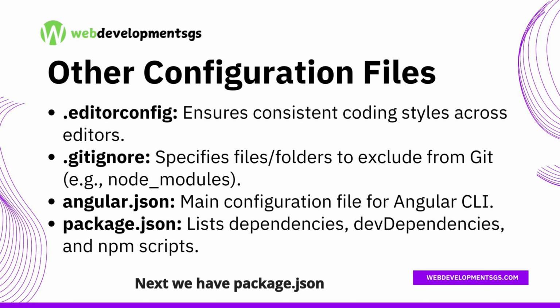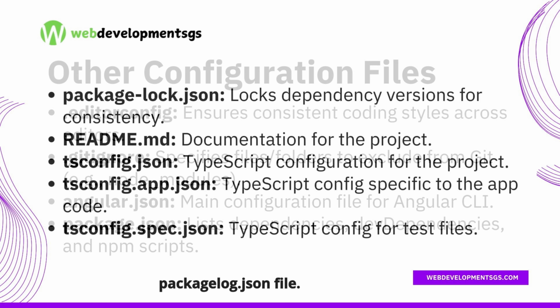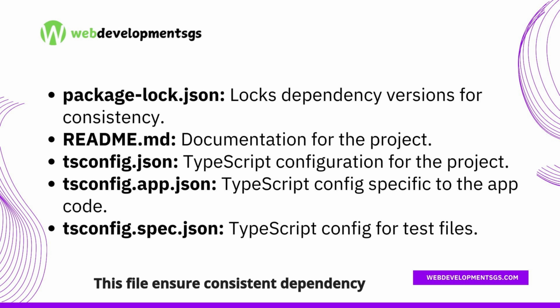Next, we have the package.json file. This file lists the project dependencies, dev dependencies, and scripts. It is usually used by npm to manage packages. Next, we have the package-lock.json file. This file ensures consistent dependency versions across all environments by locking specific versions.